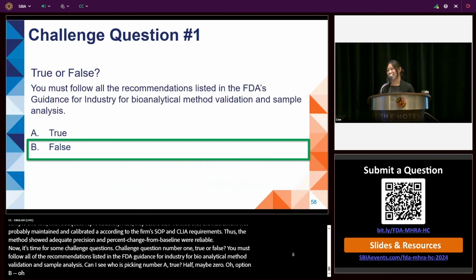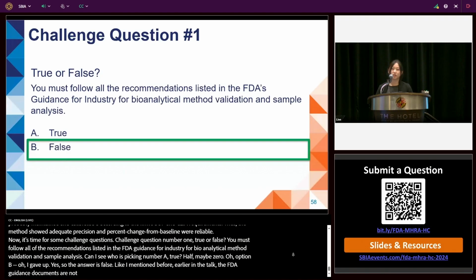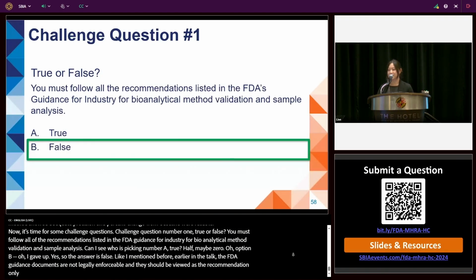Yeah, so the answer is false. Like I mentioned earlier in my talk, the FDA guidance documents are not legally enforceable, and they should be viewed as recommendations only, and they reflect the agency's current thinking on certain topics.